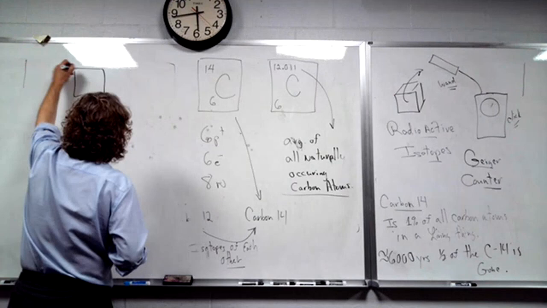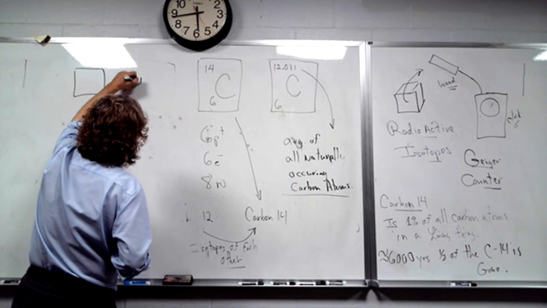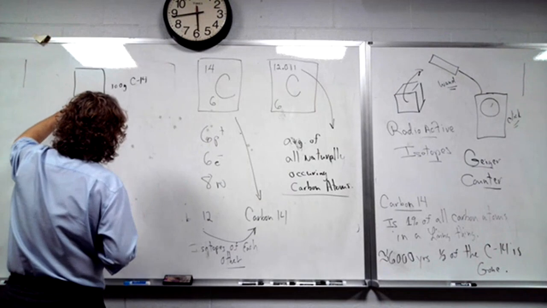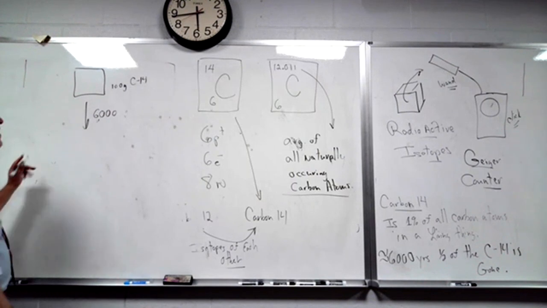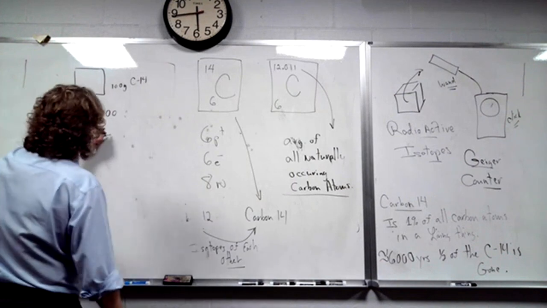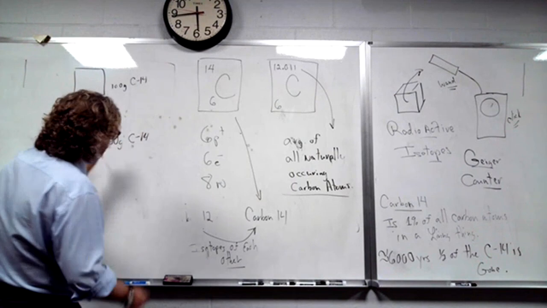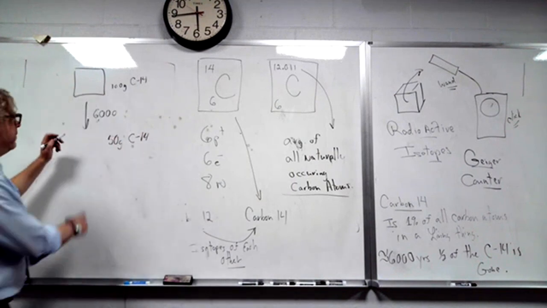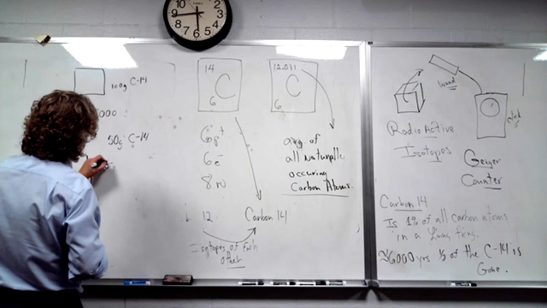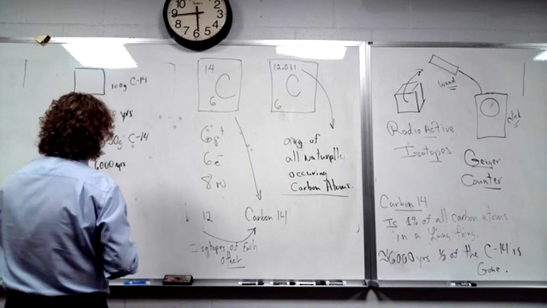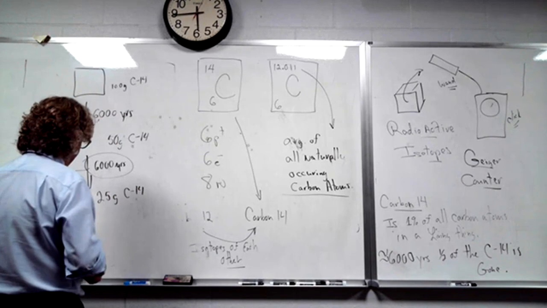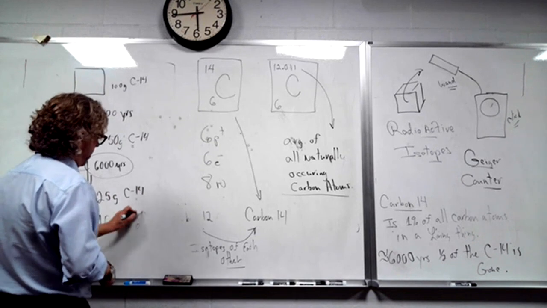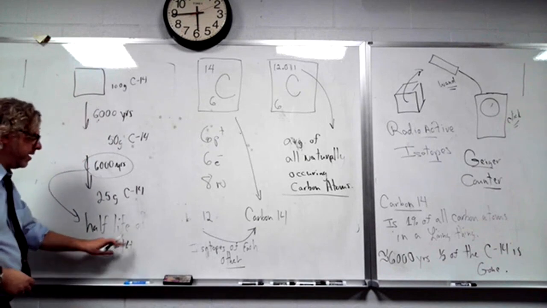So, if you had a block that was 100 grams of pure carbon-14, after about 6,000 years, say it's a block of bone, or a piece of tree, okay? Anyway, after about 6,000 years, there's only like 50 grams of carbon-14 and 50 grams of the daughter products. But after another 6,000 years, there's only going to be 25 grams of the carbon-14 left. 6,000 years is the half-life of carbon-14. It's more like 5,800 and something.